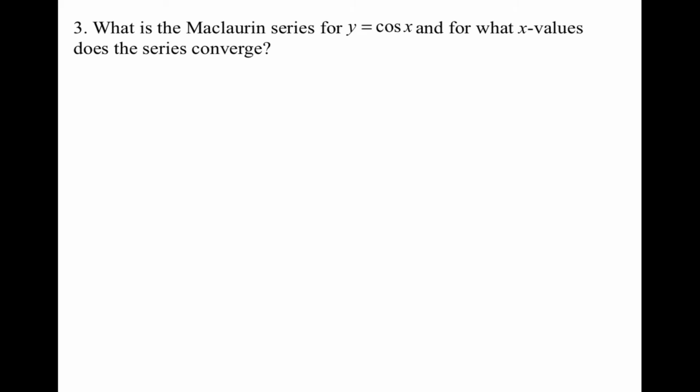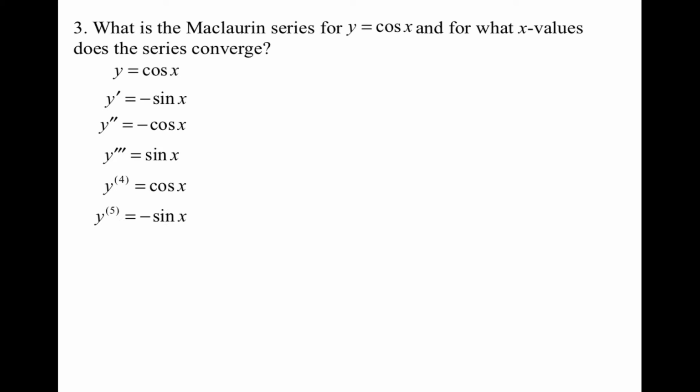All right, now let's do the Maclaurin series for y equals cosine x. So I'm going to go ahead and set up the derivatives, so many derivatives. So I've got the first derivative, second derivative, third derivative, fourth derivative, fifth derivative. Go ahead and evaluate at x equals 0. So I get 1, 0, -1, 0, 1, and 0. And the 0 terms don't matter.